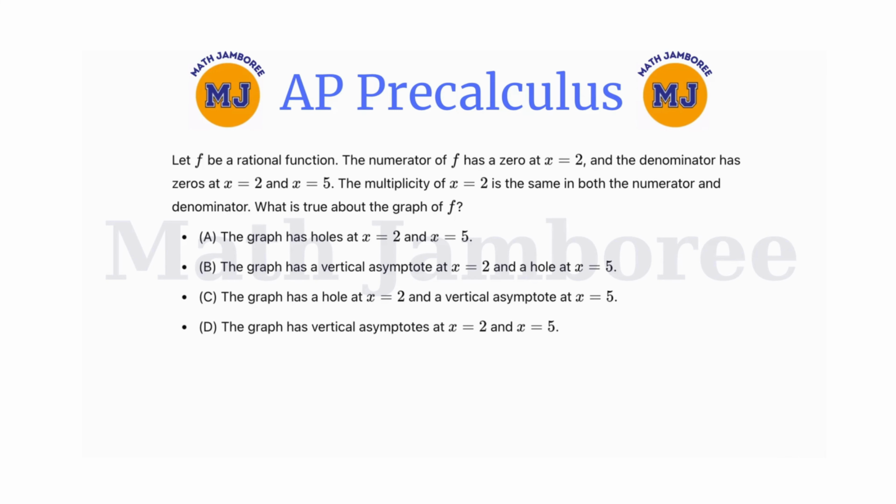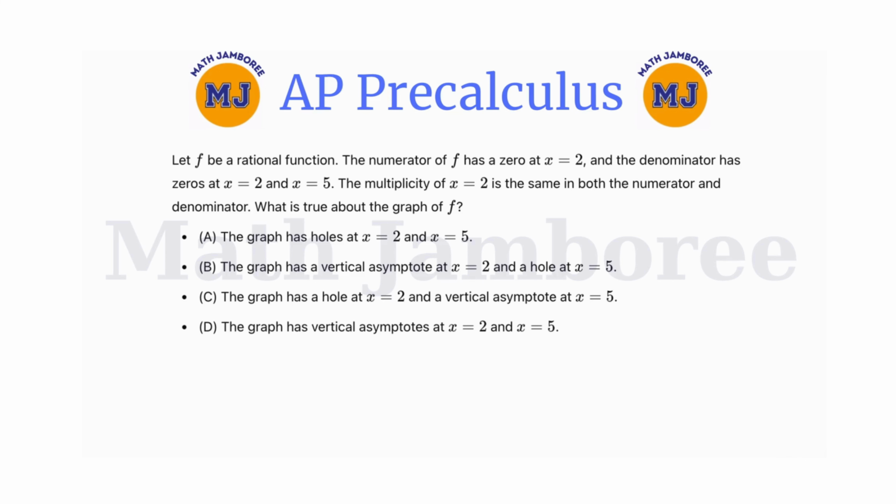A, the graph has holes at 2 and 5. B, the graph has a vertical asymptote at 2 and a hole at 5. C, the graph has a hole at x equals 2 and a vertical asymptote at 5. D, the graph has a vertical asymptote at x equals 2 and 5.